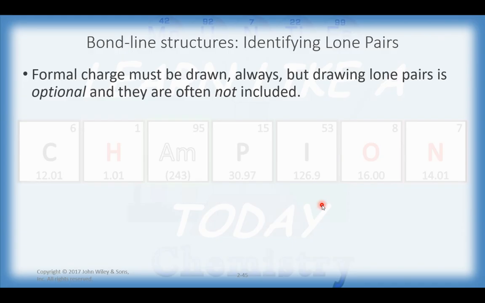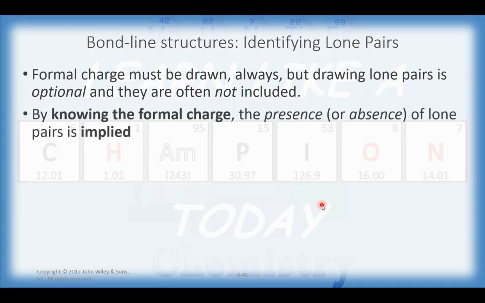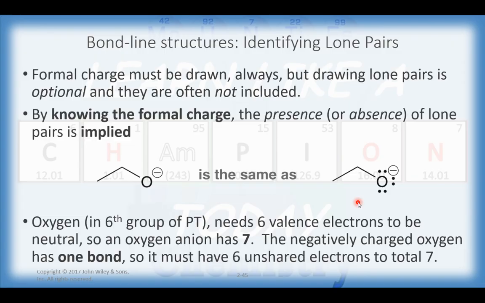While we always have to show formal charges, lone pairs are optional, and typically they're not going to be shown. Lone pairs, or where they would be absent, is going to be a key as well. So when we draw an oxygen with a formal -1 charge, it can be drawn either one of these, but it can make things a little busier in terms of the structure itself.